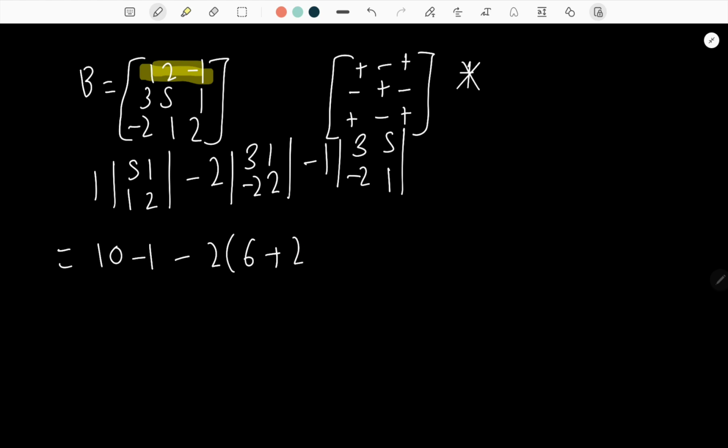Don't forget the 3 times 2 minus 2 times 1. So the minus will become plus, and then here minus 3 plus 10, and simplified it will give you the final answer of minus 20.